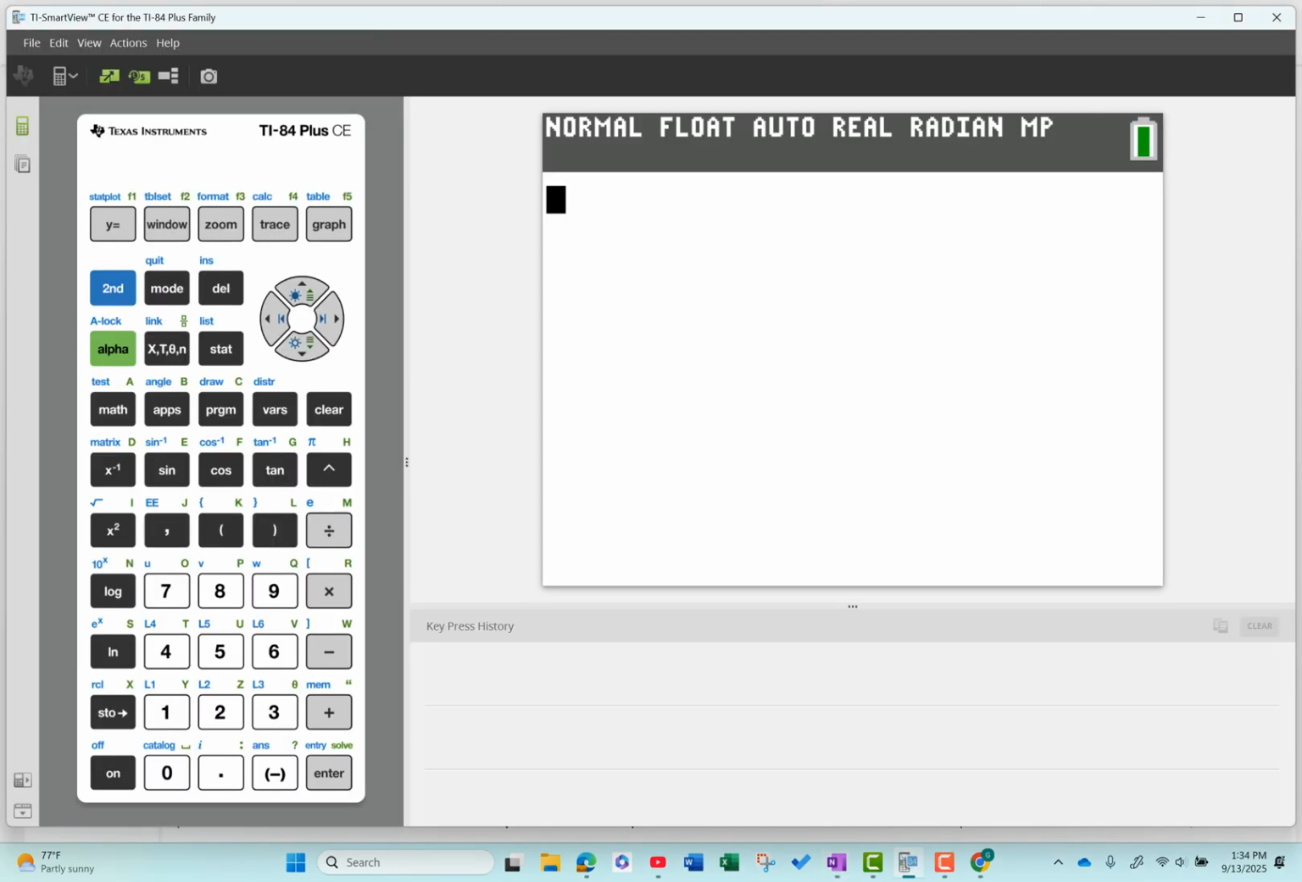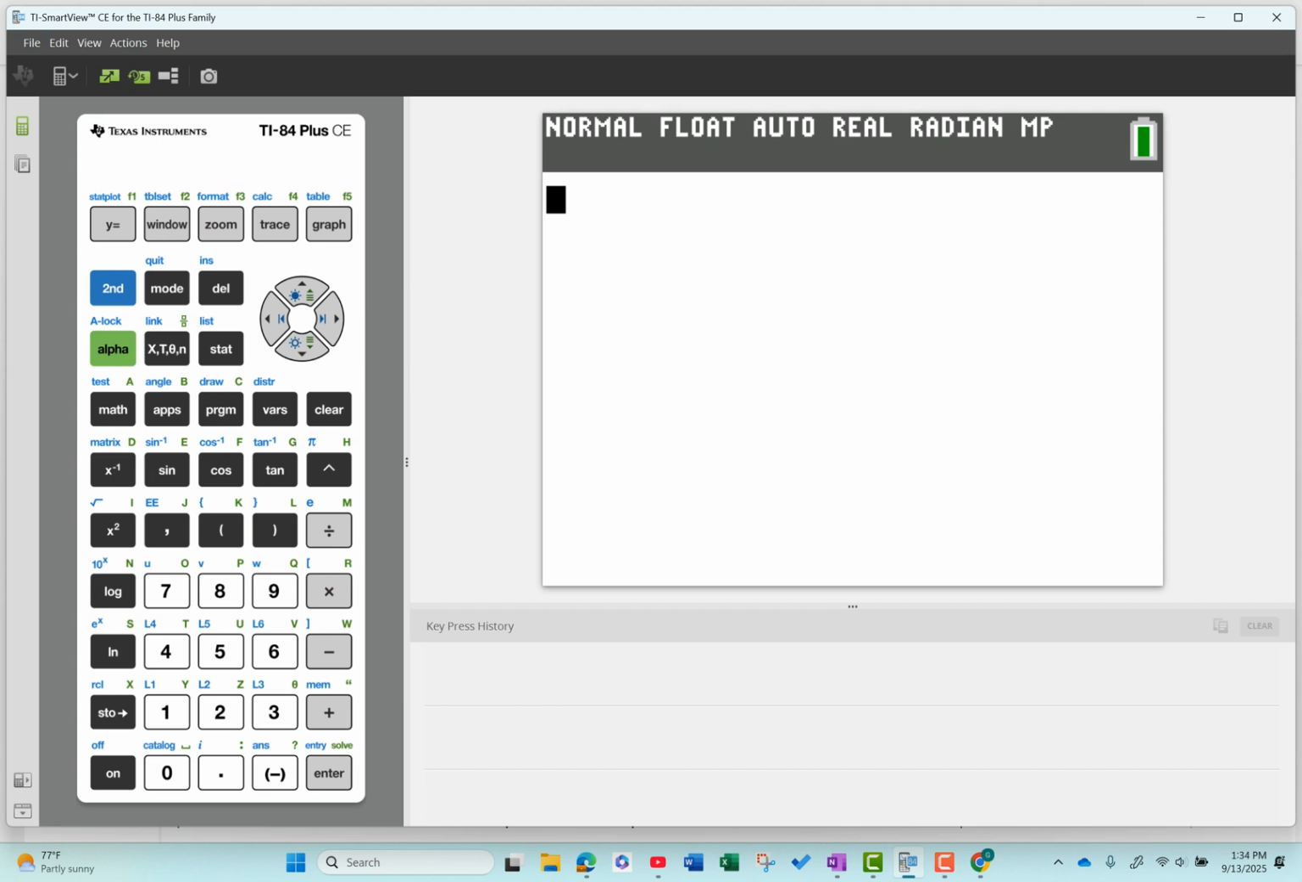If you have your TI-84 Plus CE, you start with a blank sheet here. So what am I going to do? At the bottom here, you see the key press history, so the buttons that I pressed, and whatever button I pressed recently will show up red. So you can see that on the screen.